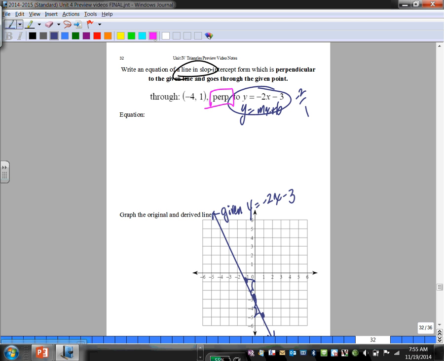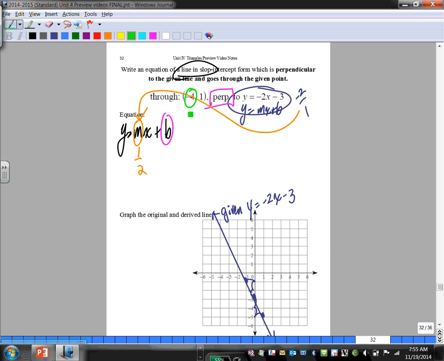Then we have the perpendicular line. I'm going to write y equals mx plus b. The only two things we need here is a slope and a y-intercept. So let's look at what we can do here. Because it's perpendicular, our slope has to be the opposite reciprocal. So it's going to be positive. Instead of -2/1, it's going to be positive 1/2. And then we want our b.